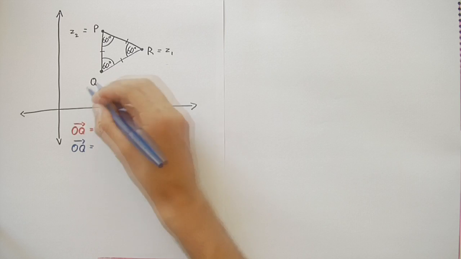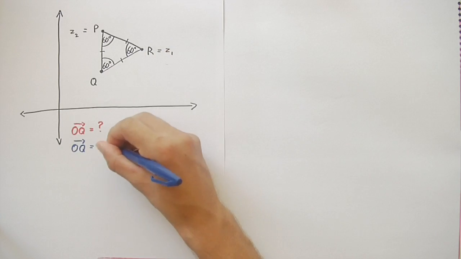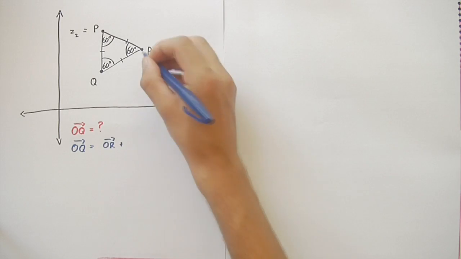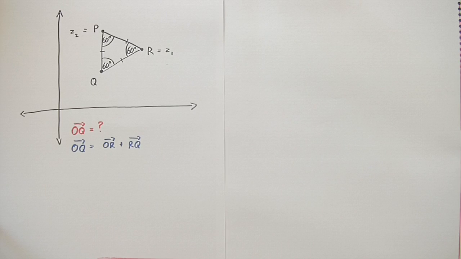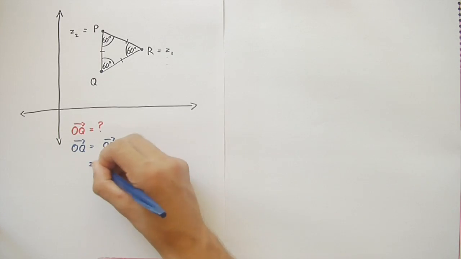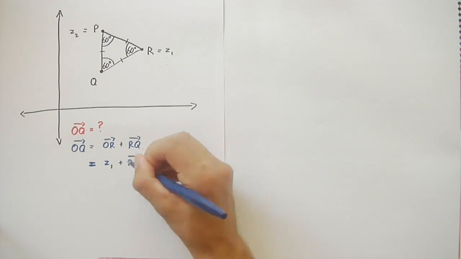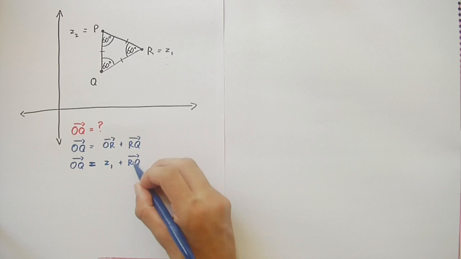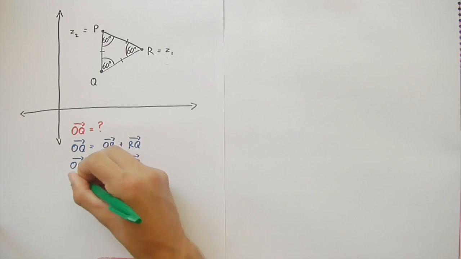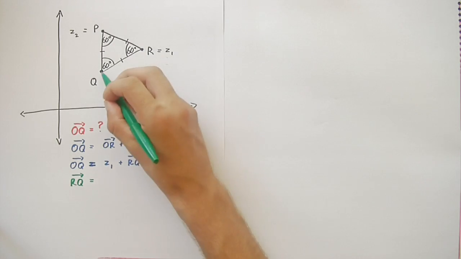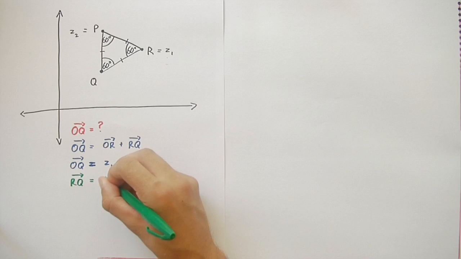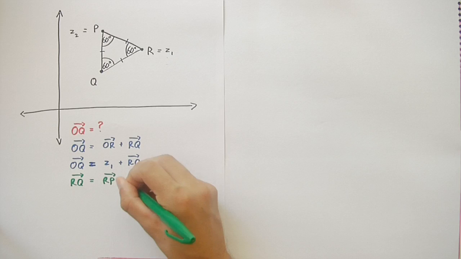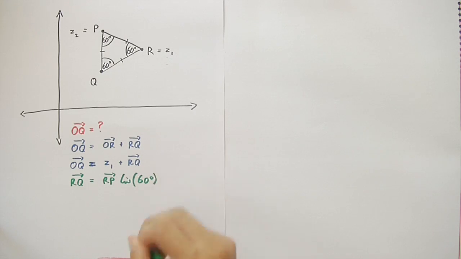So let's use our trick of adding vectors to go from O to R first, which is O going to R, and then from R we can then go to Q. So we have O going to Q is equal to O going to R plus R going to Q. Or in other words, since O going to R is just z1, we have z1 plus R going to Q. In that case, let's play with R going to Q on its own. Now notice that R going to Q is the same as R going to P, rotated 60 degrees anti-clockwise. So that means R going to Q is equal to R going to P times the cis of 60 degrees.